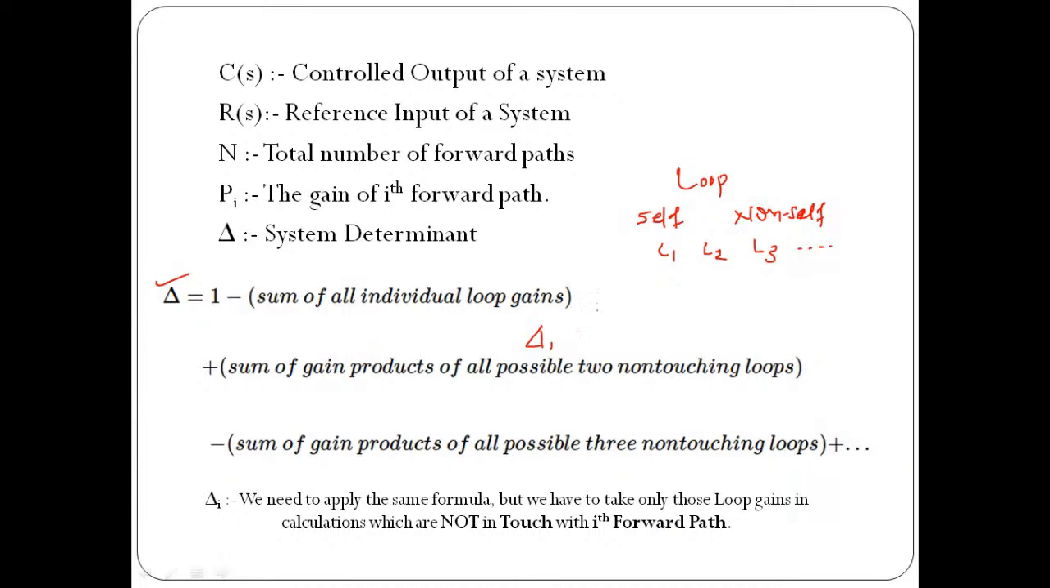That is very important. In the same way, that same logic we need to apply to calculate the value of delta 2. To calculate the value of delta 2, out of the loops which we have identified in the system, we take only those loops which are not in physical contact with the second forward path. That means they do not have any common node between the second forward path and the corresponding loop. It may be an individual non-touching loop, it may be a pair of two, three or four non-touching loops. If you apply that logic, then it is very easy to find the transfer function for any system if its signal flow graph is available.